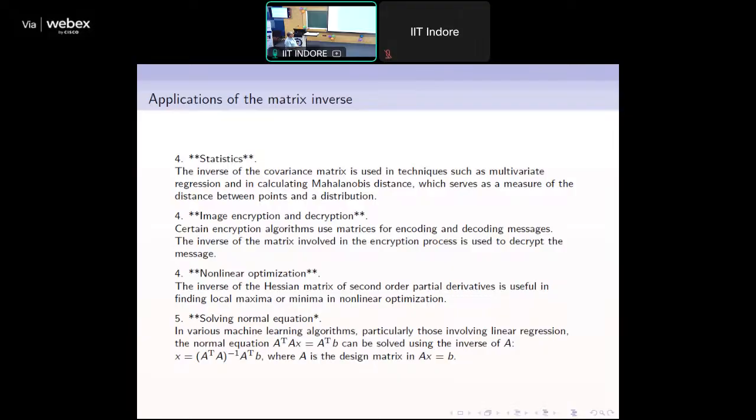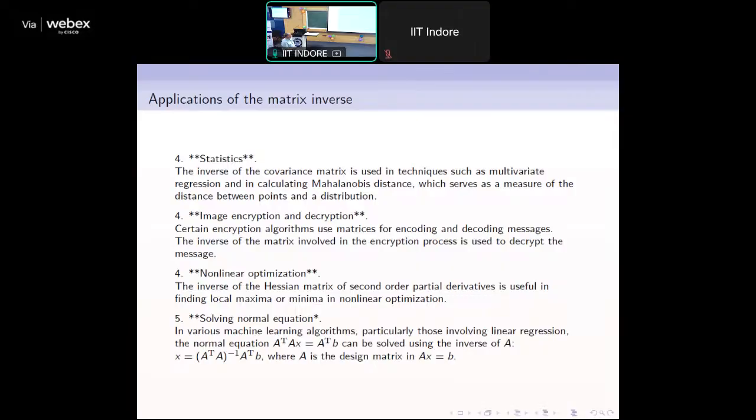Applications in nonlinear optimization, we will speak about this more in third lecture. Inverse of Hessian matrix defines well-known Newton method for nonlinear optimization. Hessian matrix is matrix of second-order partial derivatives.